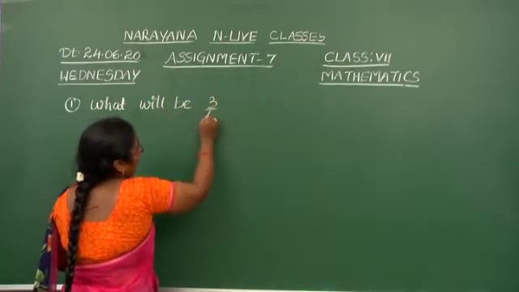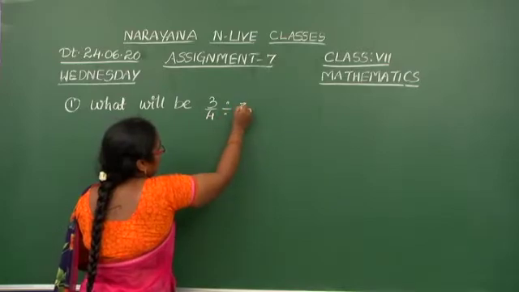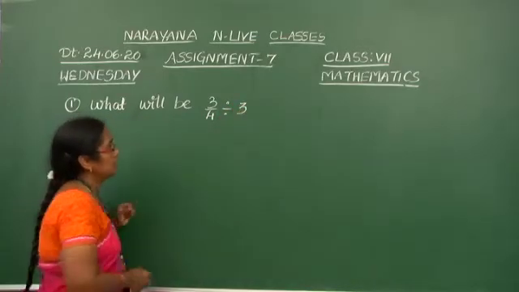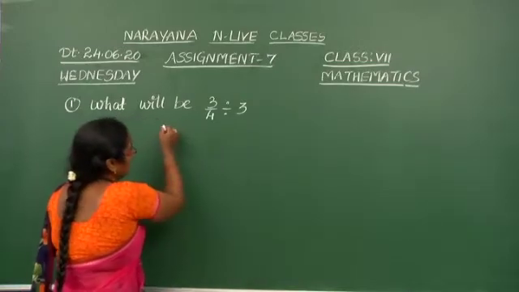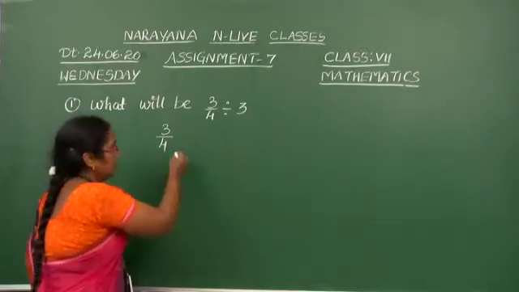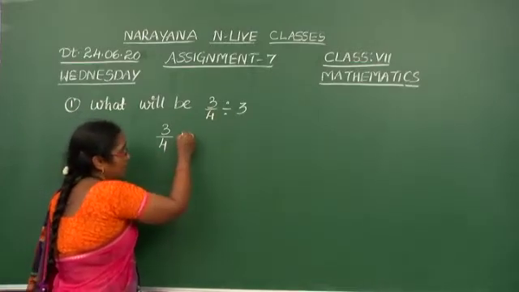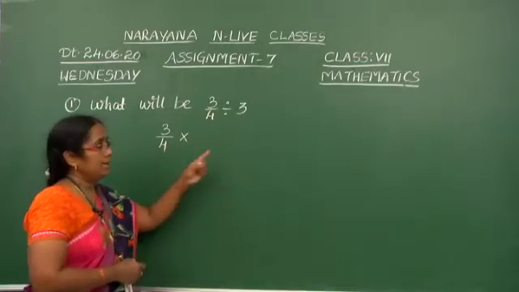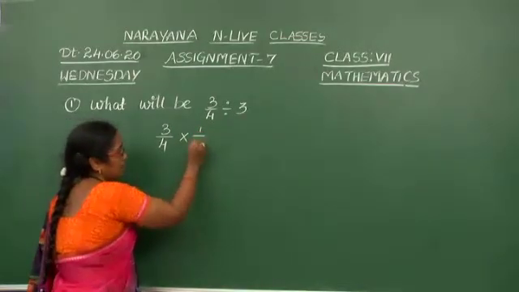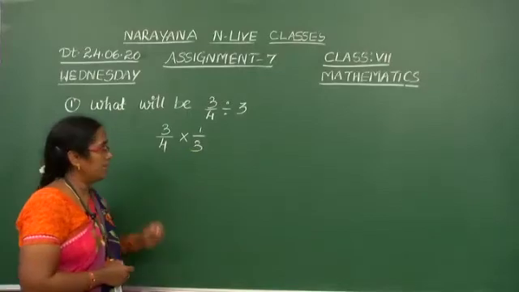3 by 4 divided by 3 is equal to how much? So first of all, in division, the first fraction we write as it is, and for the divided by part, we have to change it by taking the reciprocal of 3. So what is the reciprocal of 3? 1 by 3. Reciprocal of 3 is 1 by 3.